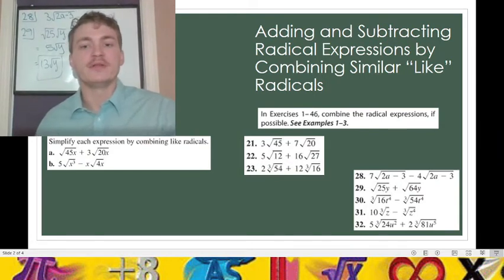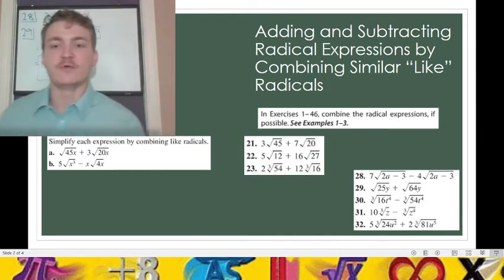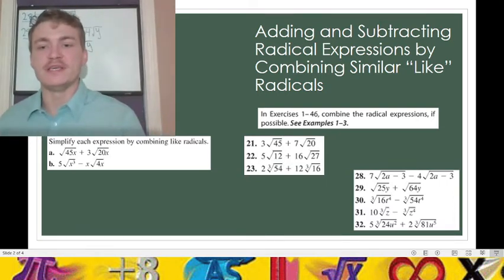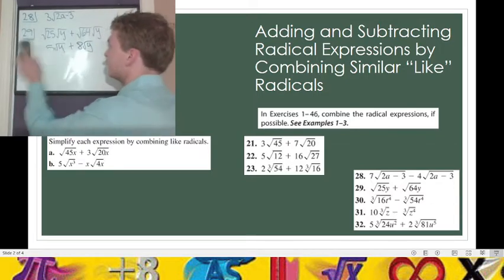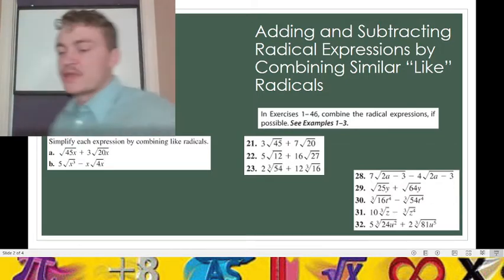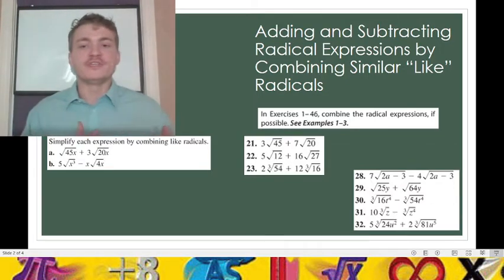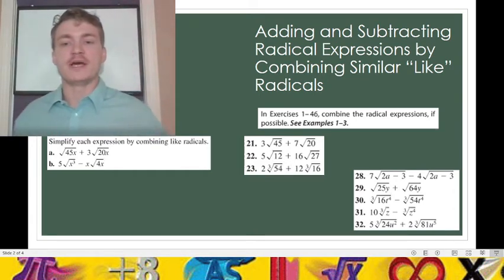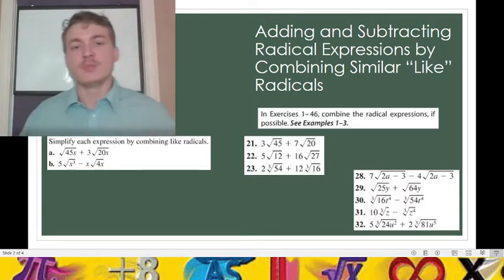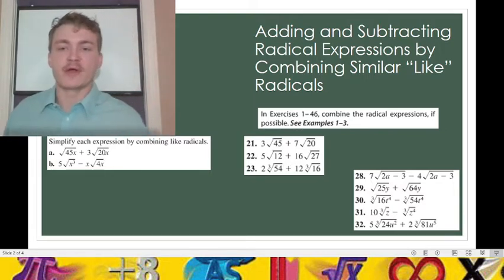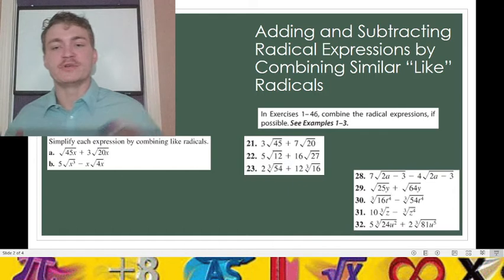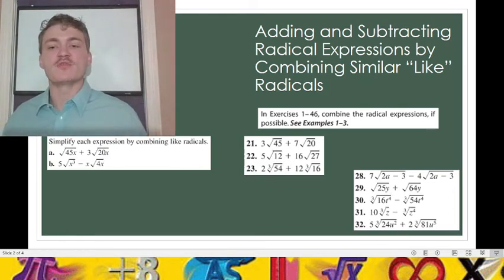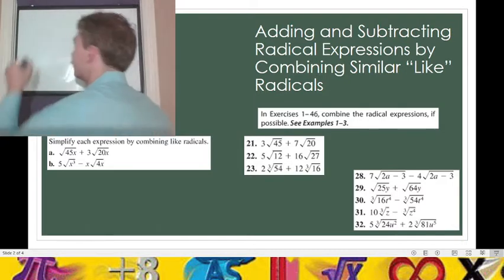For number 30, the cube root of 16t to the fourth power minus the cube root of 54t to the fourth power. Immediately we're thinking we have both coefficients and variables under the radical. So just like we saw for 29, the 25 multiply y, we placed each factor under its own radical. For number 30, we're going to do the same thing. We're going to take 16, place it under its own cube root, and t to the fourth power and place it under its own cube root.